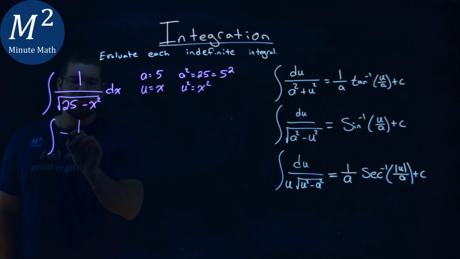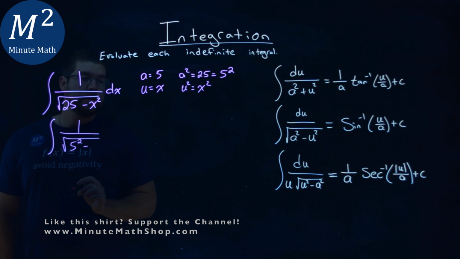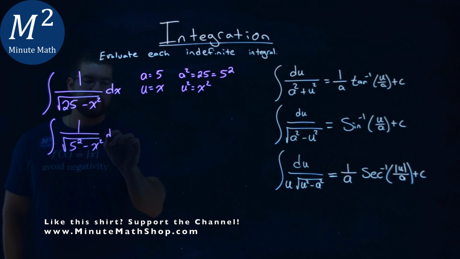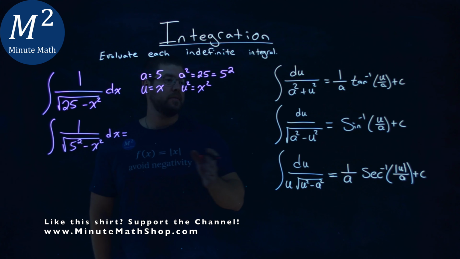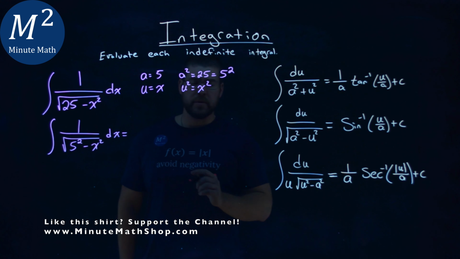So we have 1 over the square root, instead of 25, I'm going to write it as 5 squared, minus, well, just x squared dx. But now it's lined up pretty exactly as our arcsin. So let's use the formula.